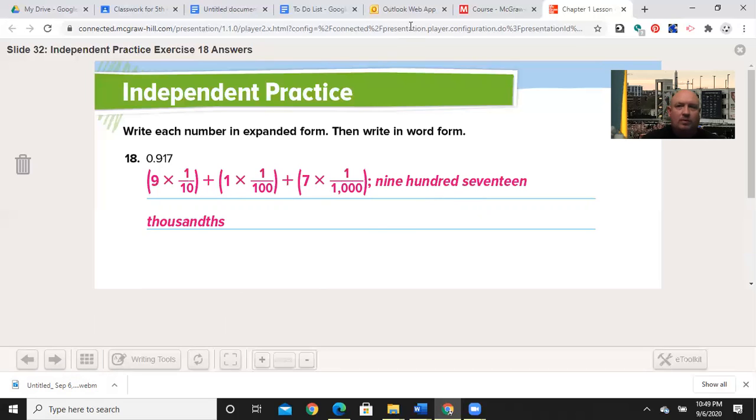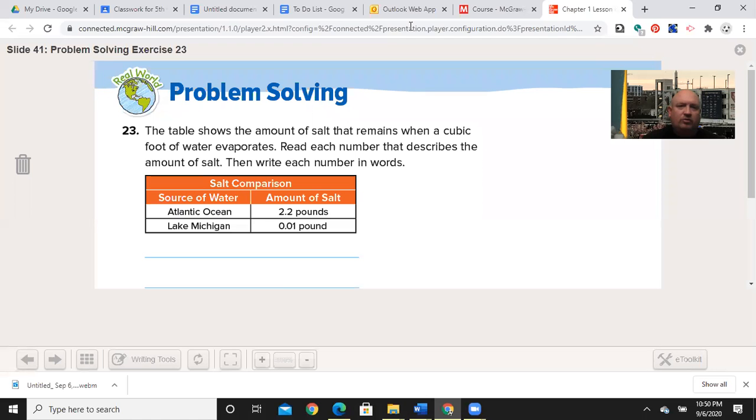We're going to do one more problem. The table shows the amount of salt that remains when a cubic foot of water evaporates. Read each number that describes the amount of salt, then write each number in words. I have 2.2 pounds of salt out of a cubic foot and 1/100th of a pound. So go ahead and write those two numbers in words. Pause the video, unpause it when you're ready. You may pause now. Welcome back. So 2 and 2/10 and 1/100th.